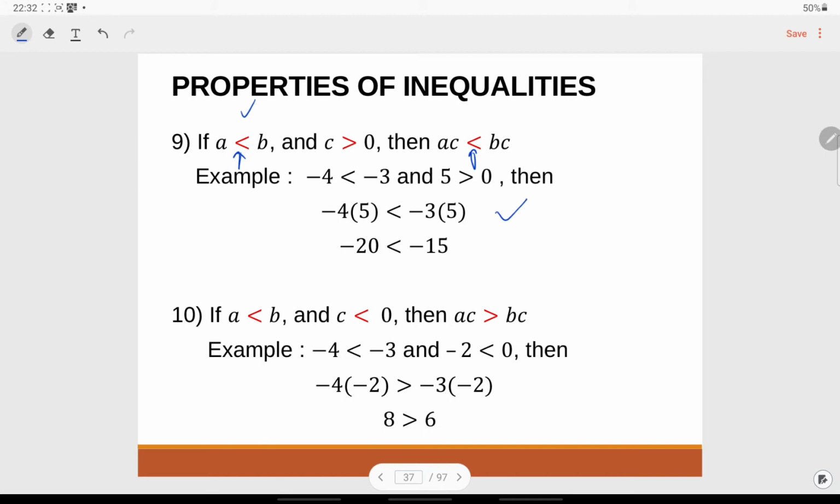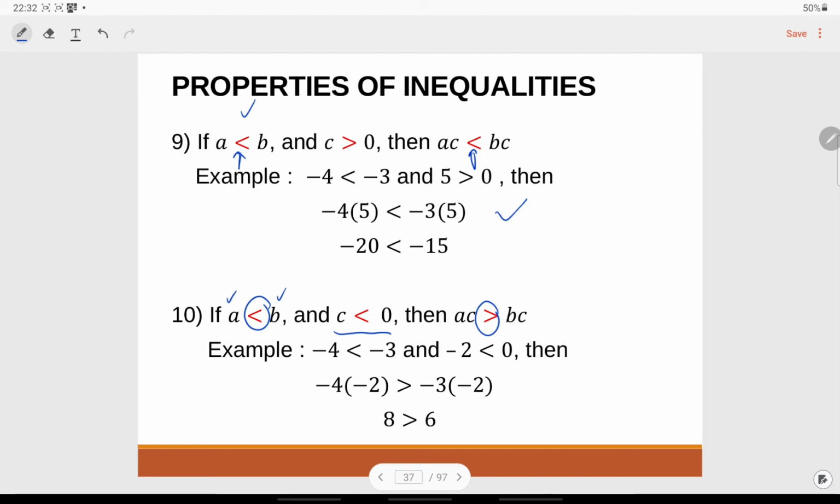Okay, you can see this example. Again, if we have a less than b, and we have another number c, but this time c is negative, less than 0. If we multiply c to both a and b, now the direction of the sign changes. From less than, it becomes greater than, because c is less than 0.